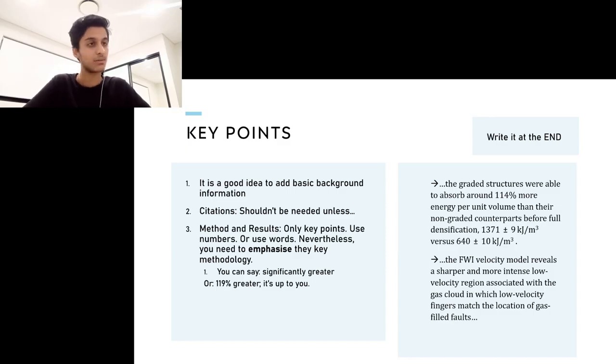And look at the second example. The FWI velocity model reveals a sharp and more intense low velocity region associated with a gas cloud in which low velocity fingers match the location of velocity. So this makes sense to someone who's reading a paper. This probably makes sense to someone in that field who's reading that paper. And so decide if you want to use numbers or just explain things with words, but always place emphasis on your methodology, because that gives structure.